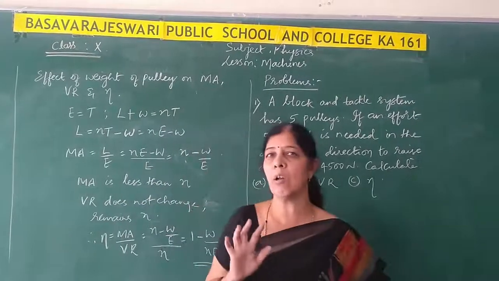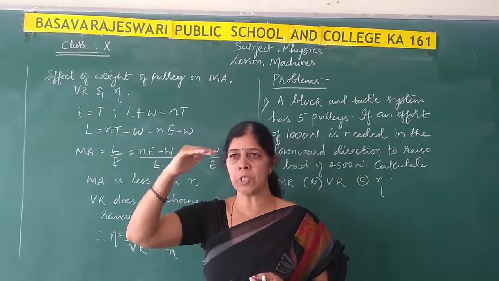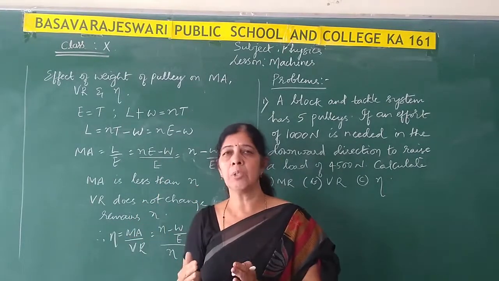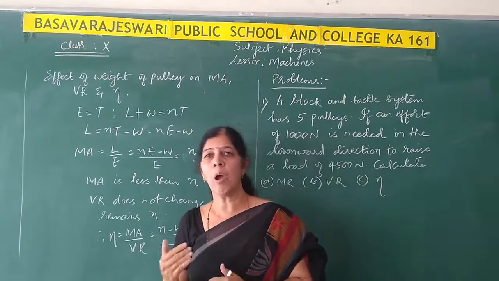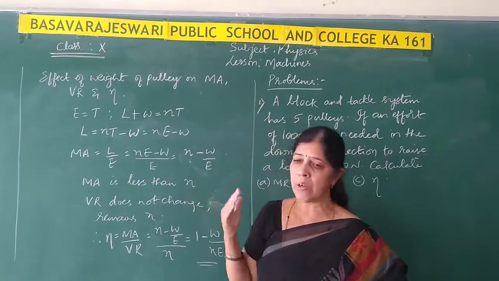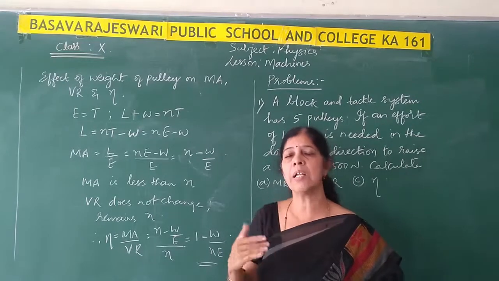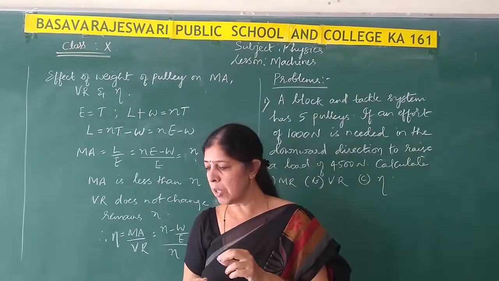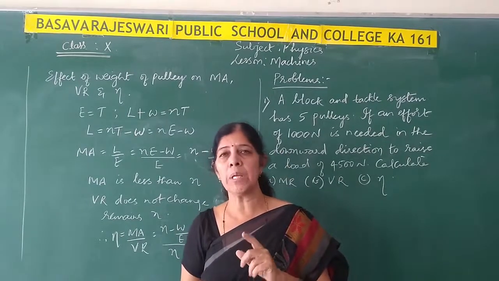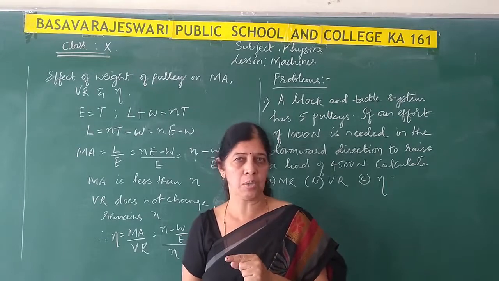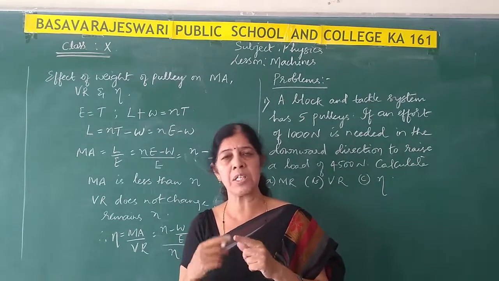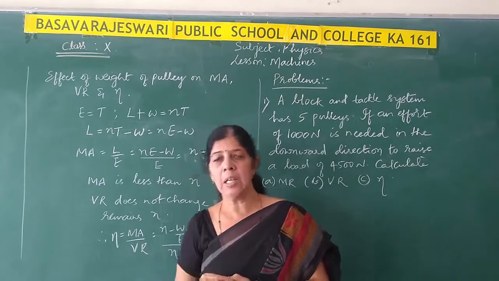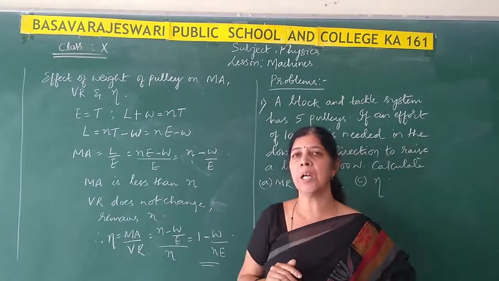What is block? What is tackle? Already I have told you. The upper pulleys which are fixed to the rigid support constitute the block, and the lower pulleys usually constitute the tackle. Yesterday's diagram, I had drawn one diagram with 5 pulleys and another with 4 pulleys. In 5 pulleys, 3 pulleys are in the block, 2 pulleys are in the tackle. The load will be supported by the tackle. Understood? The end of the string will come to the tackle. If you take an even number of pulleys, then the end of the string will be attached to the block.